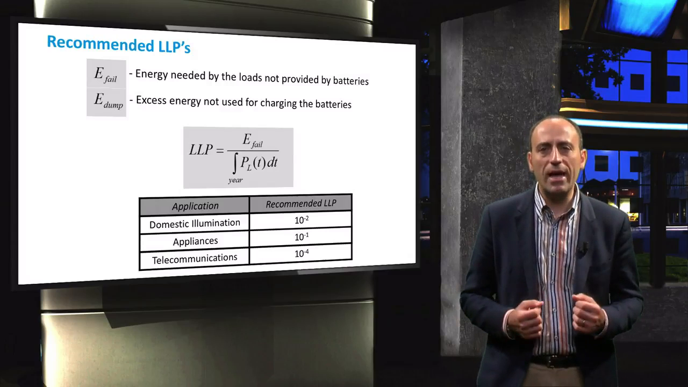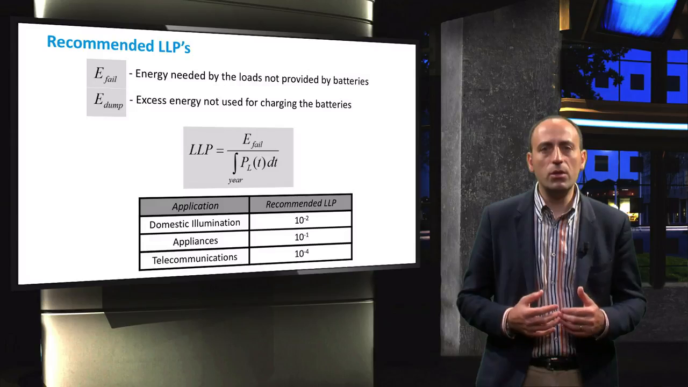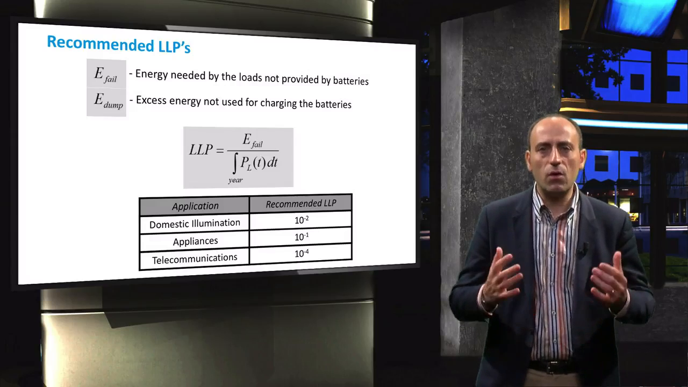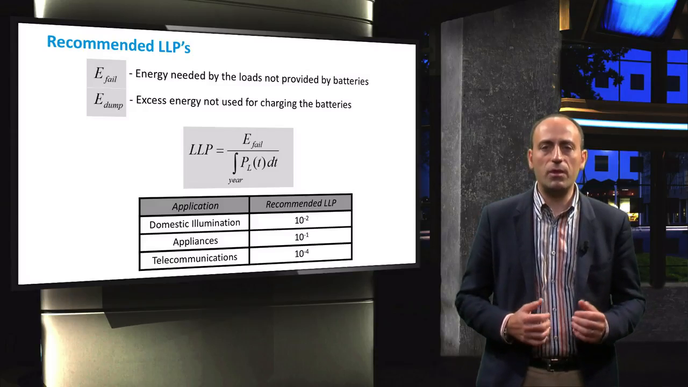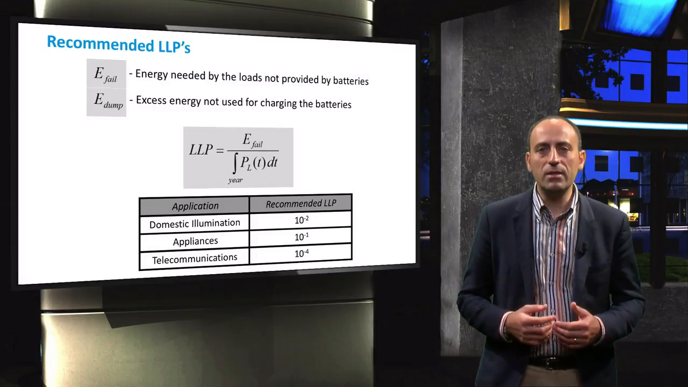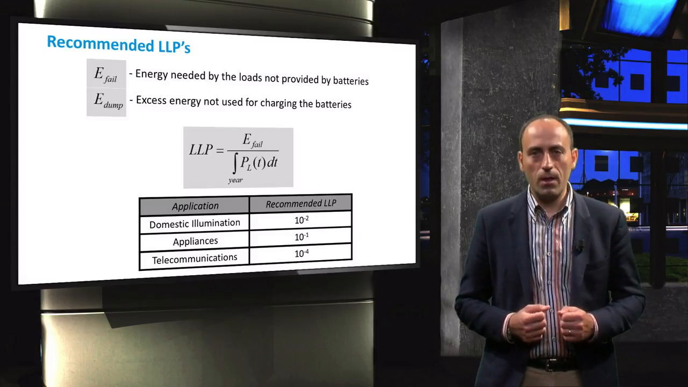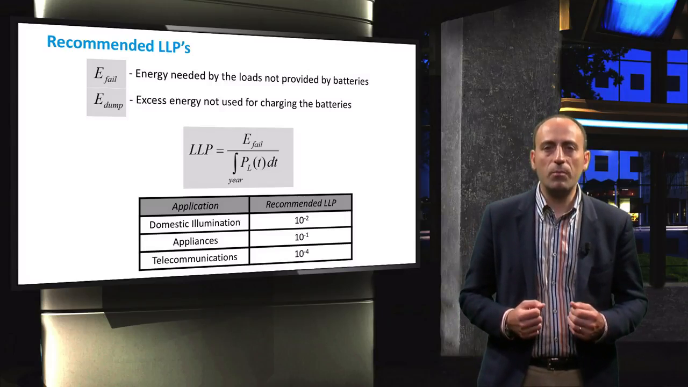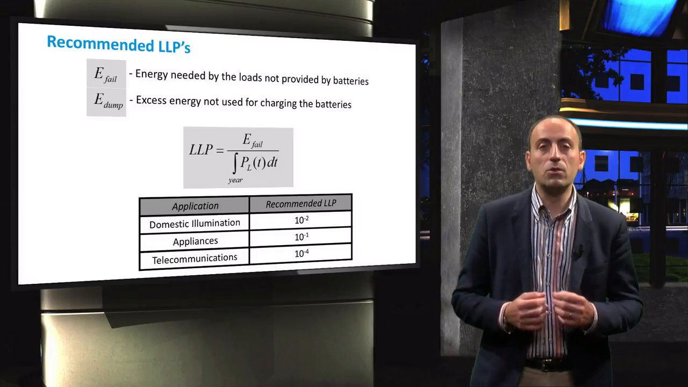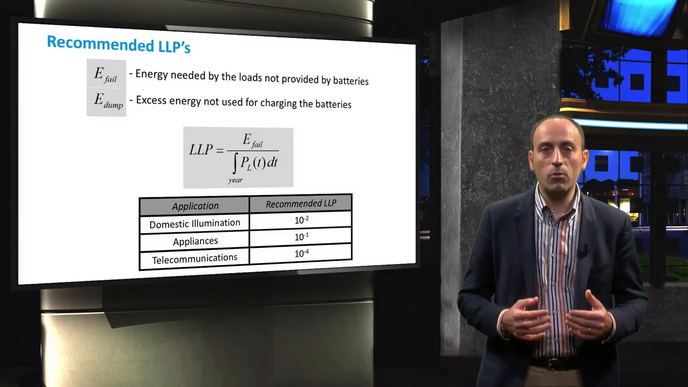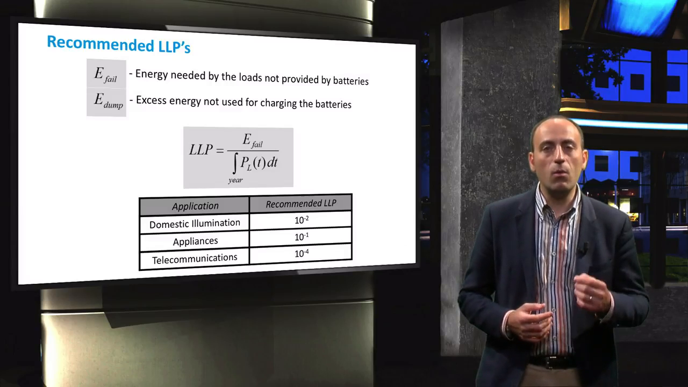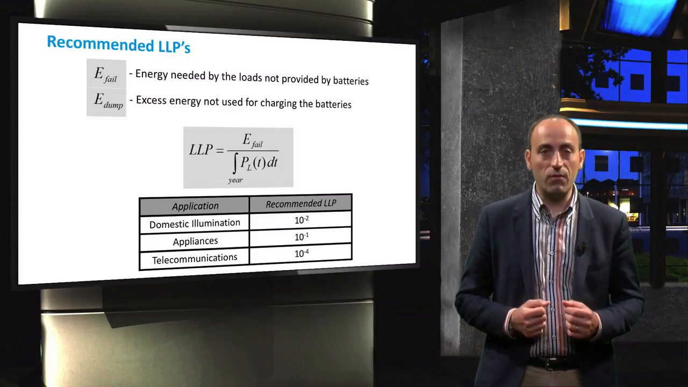The recommended LLP value depends on the loads in your PV system. This table provides typical values of recommended LLPs for different applications. For illumination, the typical recommended LLP is 10 to the power of -2. For appliances, it is 10 to the power of -1, and for telecommunication, it is 10 to the power of -4. You can notice that the telecommunication system has a very low LLP, where it is allowed to miss only 1 watt out of every 10,000 watts.